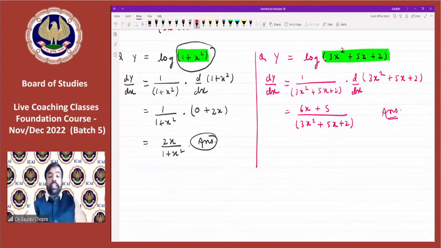So this is function of a function. One function is into another function. Then we can solve in this manner. All right.